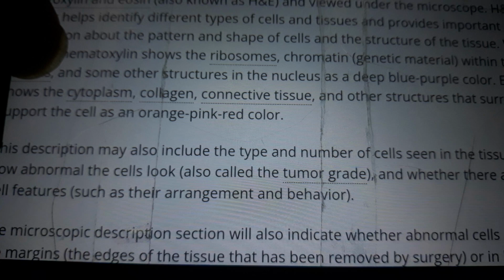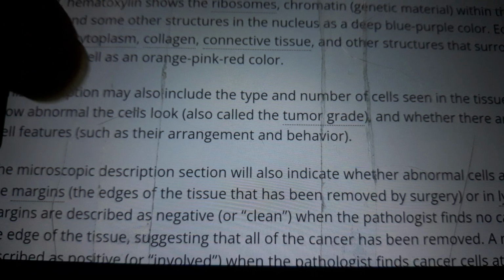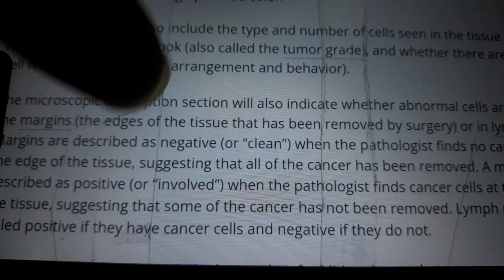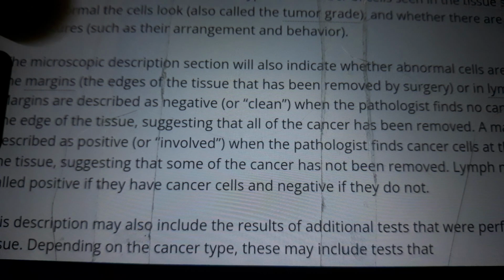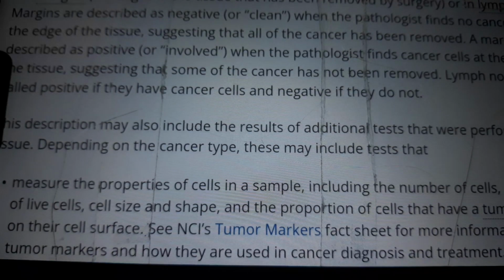With H&E staining, hematoxylin shows the ribosomes, chromatin, genetic material within the nucleus, and other structures in the nucleus as a deep blue-purple color. Eosin shows the cytoplasm, collagen, connective tissue, and other tissues that surround the supported cell as an orange-pink red color. This description may also include the type and number of cells seen in the tissue sample, how abnormal the cells look, also called the tumor grade, and whether there are notable cell features such as the arrangement and behavior. The microscopic description section will also indicate whether abnormal cells are found in the margins, the edges of the tissue that has been removed by surgery, or lymph nodes.